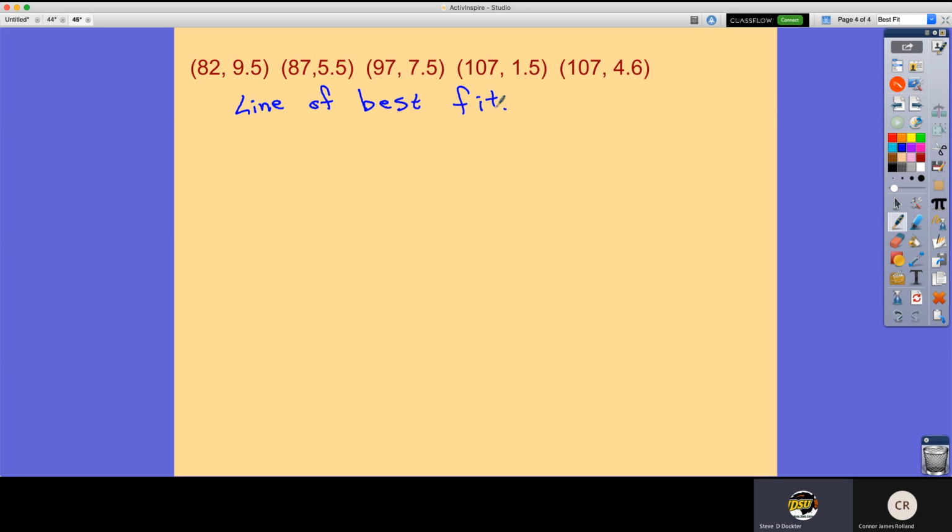Okay? Now from there, how we tell how good this line is: the closer this number is to 1 or -1, the better the line is. So because this is fairly close, this is a fairly good line of best fit. Okay? If this were really close to 0, then it's a terrible one.